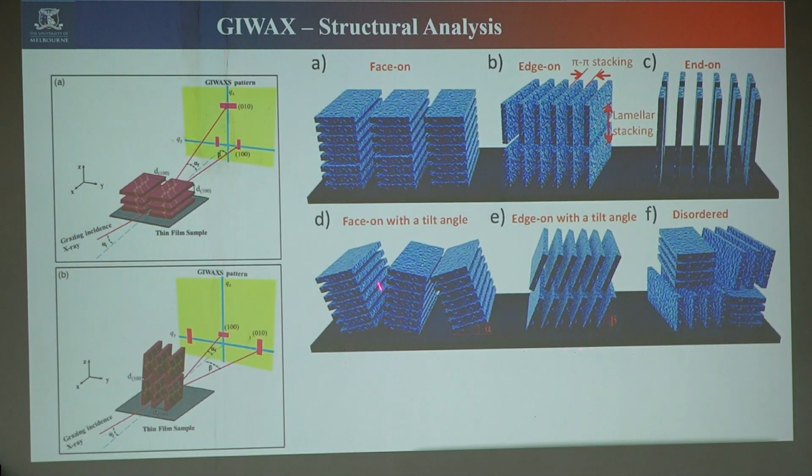And sometimes one layer can be tilted like this, and another layer can be tilted this way, with a tilt angle and all. Sometimes it gets disordered. In some cases, if there is no interaction, one molecule is like this, one molecule end-on, one can be tilted, anything. It can have multiple orientations, okay, that is also possible. So this type of possible arrangements we can detect through GIWAXS, okay.